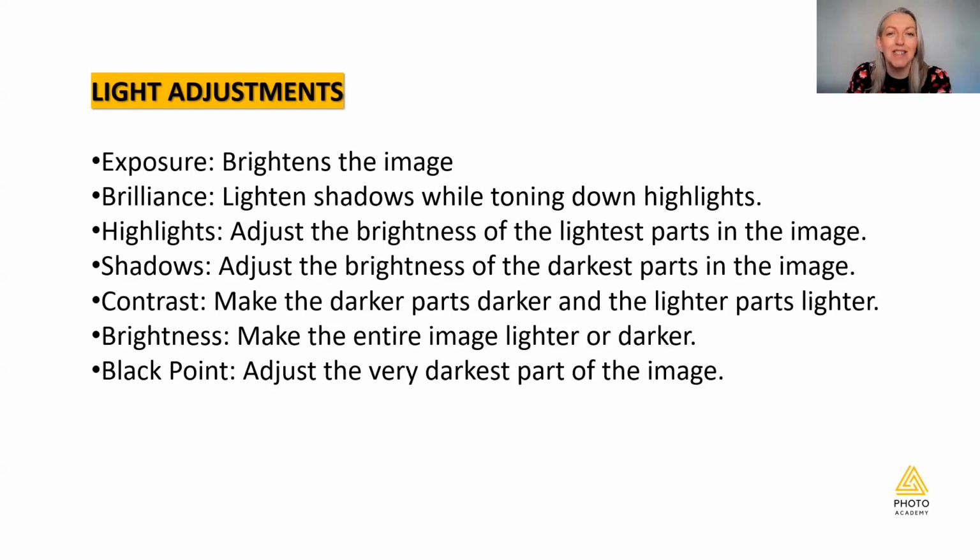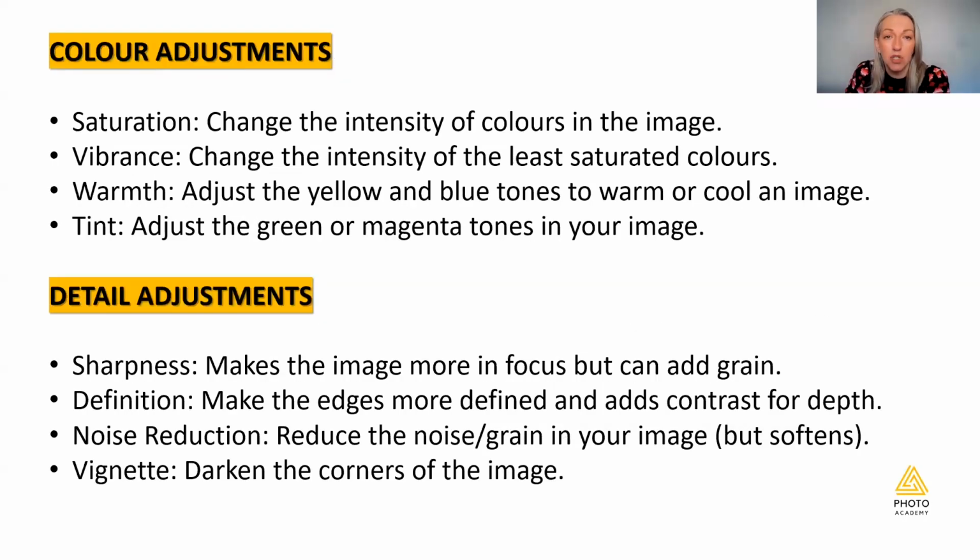As I've just mentioned, highlights adjust the brightest parts and the shadows adjust the darkest parts of the image, if that makes sense. Contrast then makes the darker parts darker, the brighter parts brighter, so it adds more punch to your images. Brightness then makes the overall image lighter or darker, and black point, again I think that's specific to iPhones, adjusts the very darkest, the blackest black in your image. Your color adjustments then, you have saturation, and that will be common across all of the phones, and that's where you change the intensity of the colors in your image.